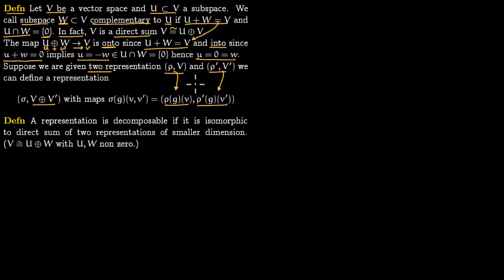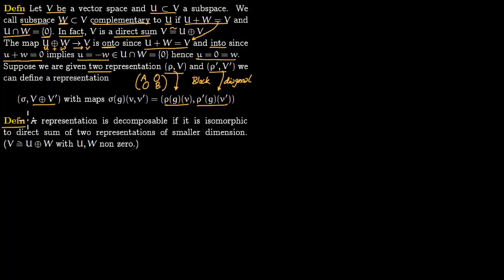In terms of matrices, if this corresponds to a matrix and this corresponds to a matrix, then we are talking about block diagonal matrices. So these were the two matrices, where A say corresponds to rho of g, B corresponds to rho prime of g. Then such a representation will look like a block diagonal matrix, and it will obviously act on these vector spaces V and V prime. So nothing deep, just standard linear algebra.